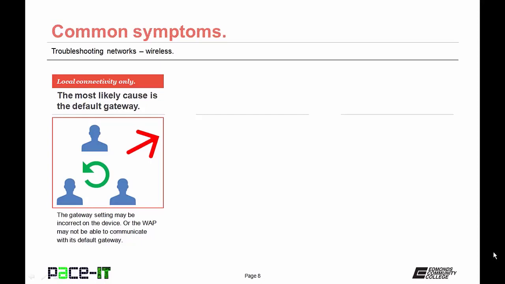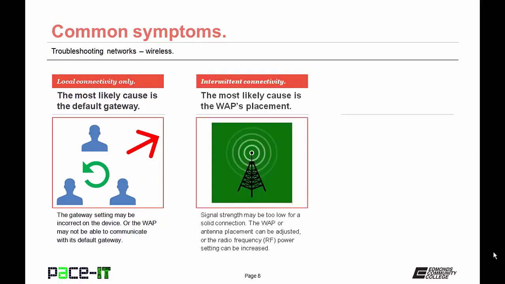So you need to check that, and that's the most probable cause for only having local connectivity. In a wireless network, intermittent connectivity is caused by the signal strength being too low for a solid connection to occur. You can adjust the placement of the wireless access point or adjust the placement of the antenna to see if you can get the signal strength up.